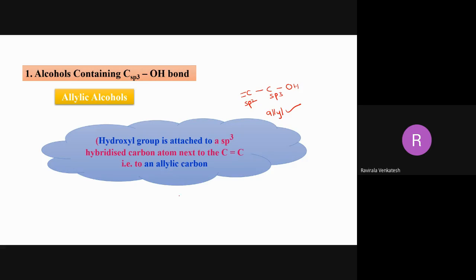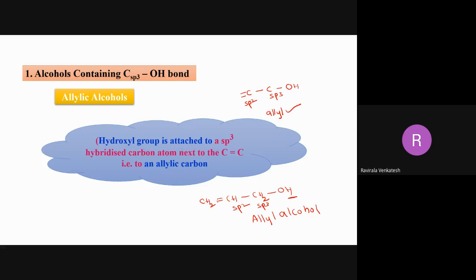Understood here? For example, CH2 double bond CH2OH. This is called what? Allyl alcohol. Now, why are you calling it allyl alcohol? OH bonded carbon is sp3. Now, sp3 bonded to sp2 carbon. Okay. This is called what? Allylic alcohol. What is IUPAC nomenclature?